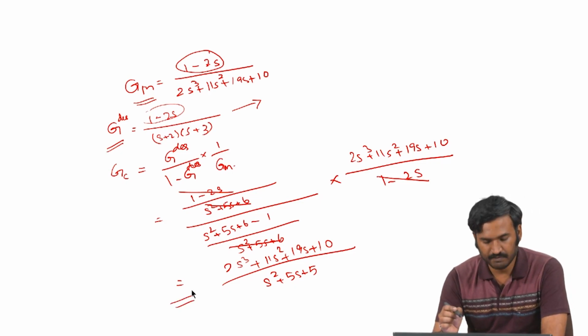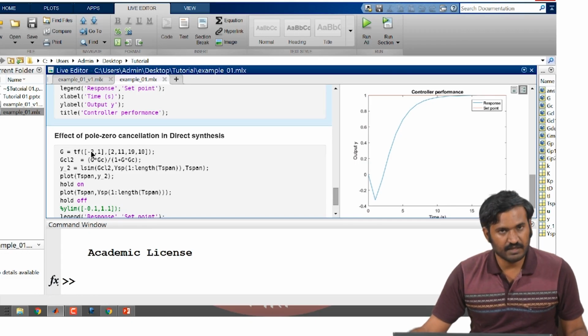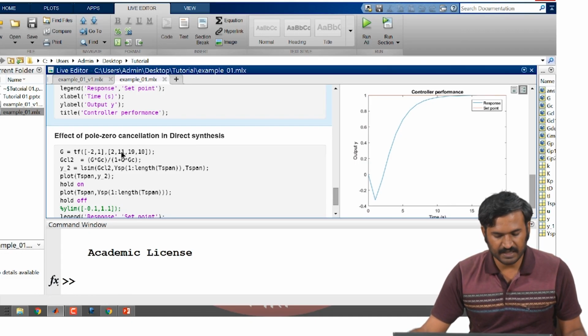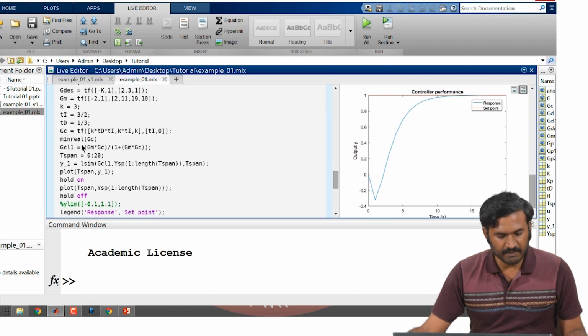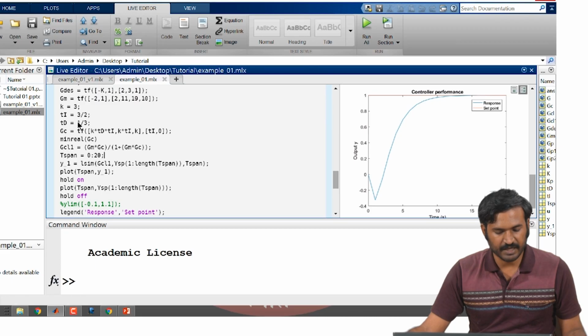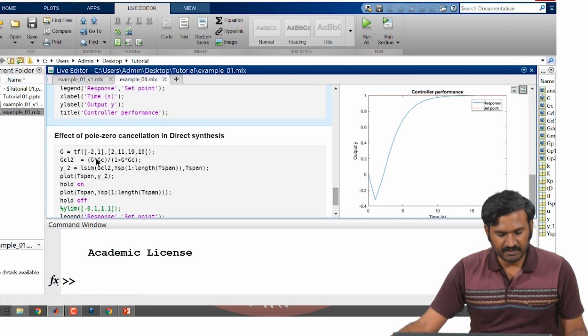for a different process model. Let us take the same example. We have the process to be (1 - 2s) divided by (2s^3 + 11s^2 + 19s + 10), and we have the same controller configuration, which is with the Kp value to be 3, tau I value to be 3 by 2 and tau d value to be 1 by 3. Now, how will this controller work on this process is what we are trying to see.